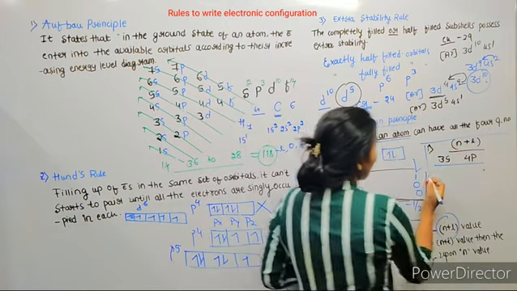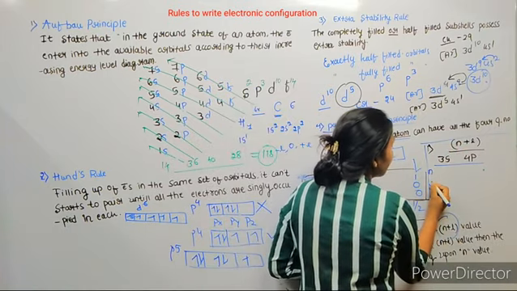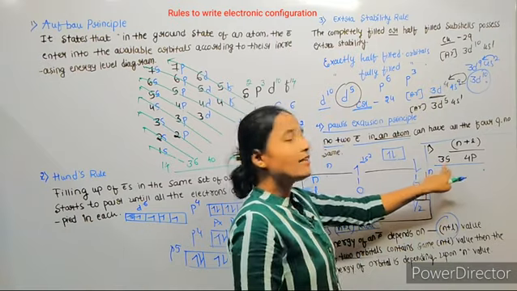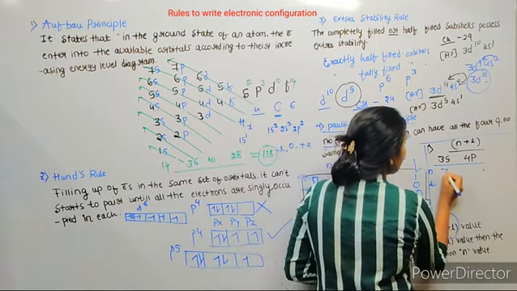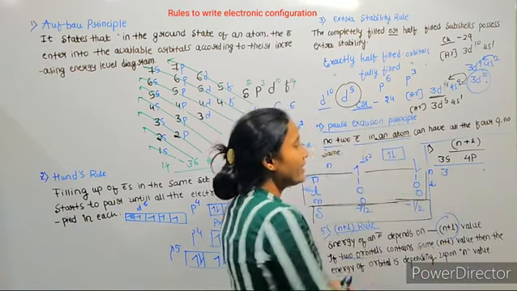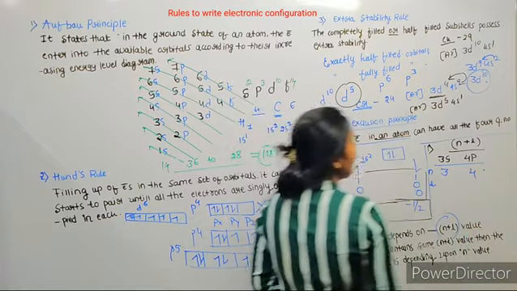According to the n plus l rule, now here I am writing n and then here I am writing the l value. The n value is 3. Here the n value is 4.